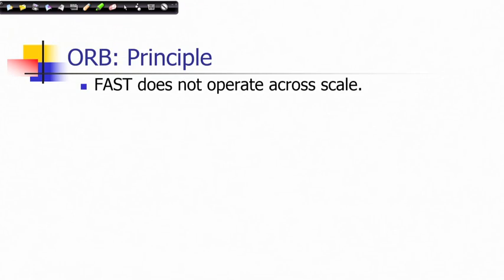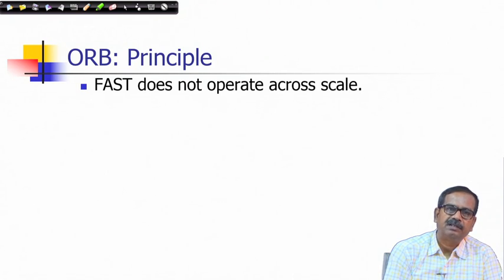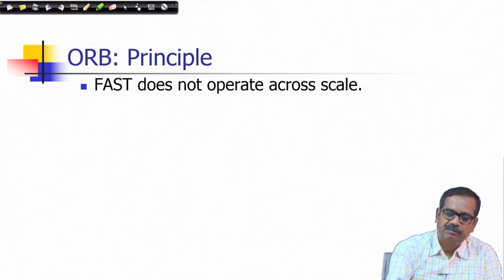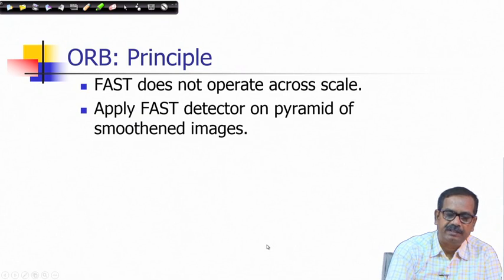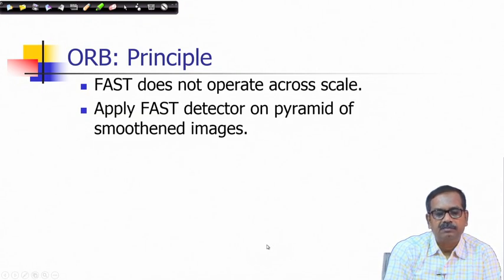But the problem is that as you can see there is no concept of making it rotational invariant, there is no concept of making it scale invariant. Even the first also there is no concept of rotational invariant or scale invariant. So, in ORB, that is another descriptor, these are taken care of. So, here the first detector is applied on pyramid of smoothened images.